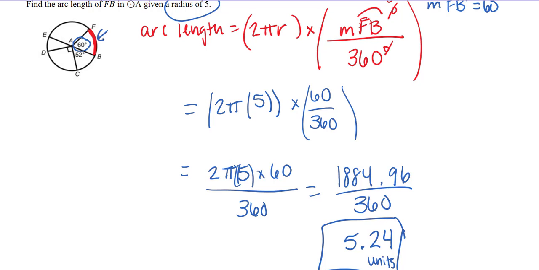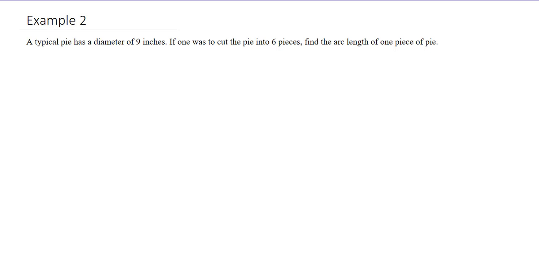Now let's go ahead and do another example. Example 2. A typical pie has a diameter of 9 inches. If one was to cut the pie into 6 pieces, find the arc length of one piece of the pie. So let's go ahead and draw this out. So we have a pie.